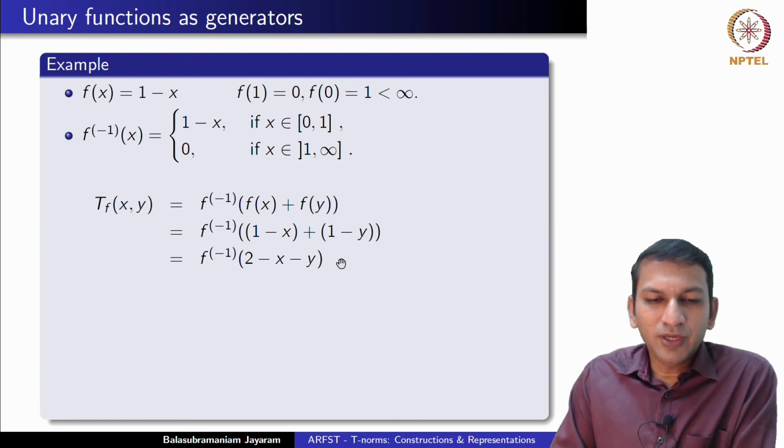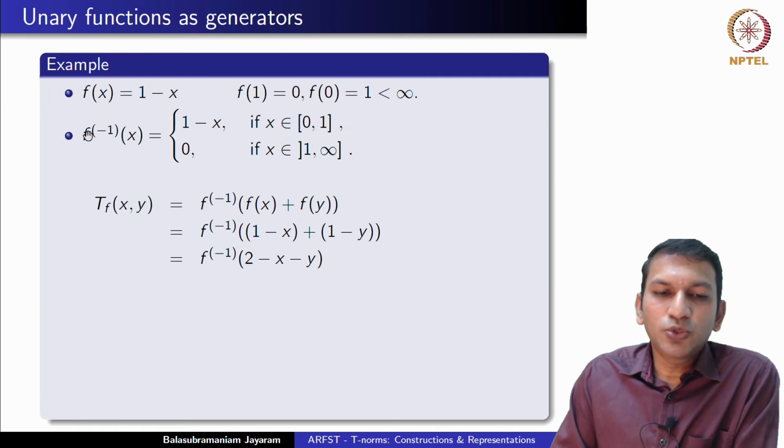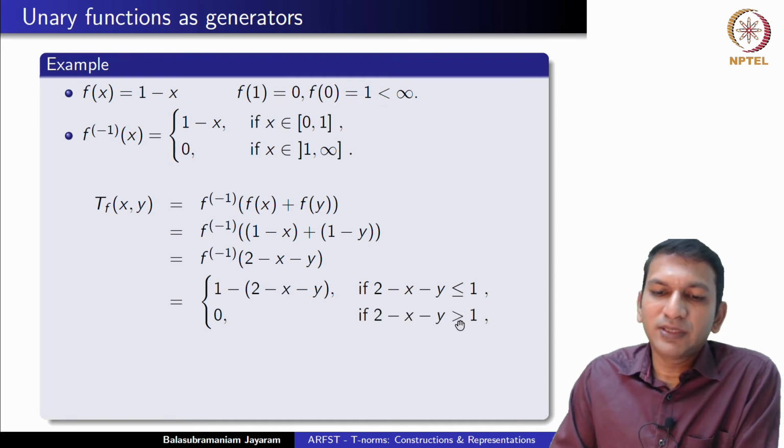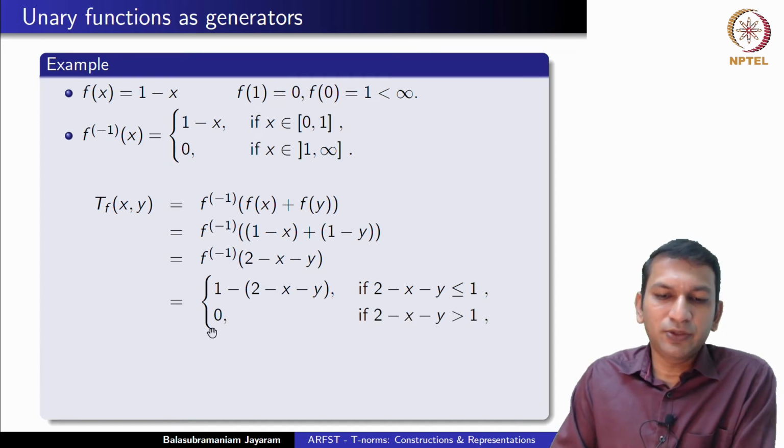Now comes the question of applying the pseudo inverse. What do we know? We will apply 1 minus x, the actual inverse, only if the argument lies between 0 and 1. That means we want 2 minus x minus y to be less than or equal to 1, between 0 and 1. So that means we have two cases to consider. If 2 minus x minus y is less than or equal to 1, then it is 1 minus that argument, in which case it is 1 minus (2 minus x minus y). If 2 minus x minus y is strictly greater than 1, then it is 0.